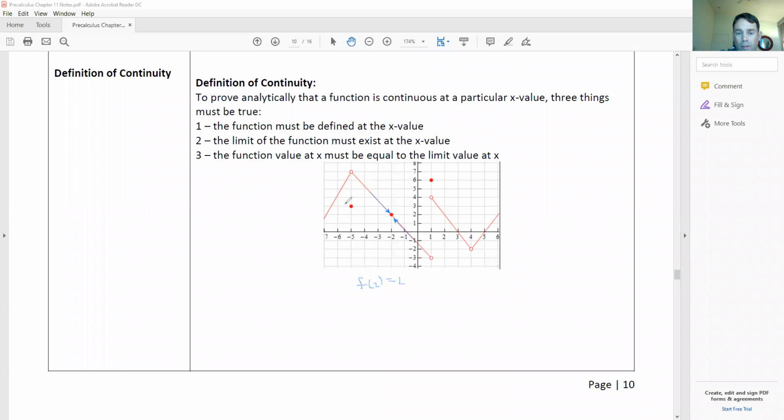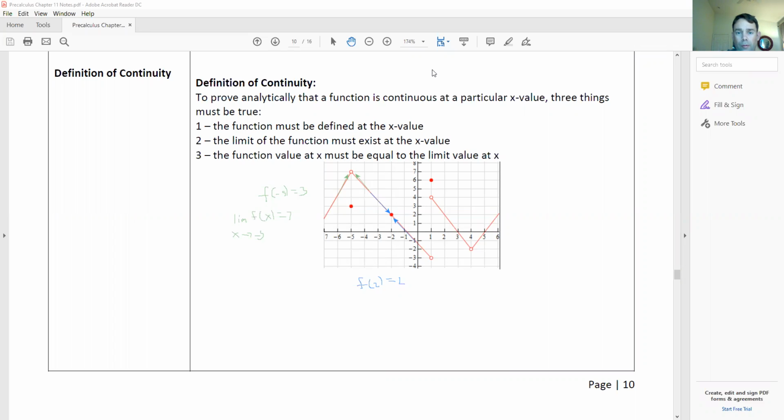For instance, look at negative 5 here. F of negative 5 equals 3. But the limit for it, the limit exists, it just happens to go to a different value. It goes to 7. But since these two values aren't the same, the function wouldn't be continuous at that point.